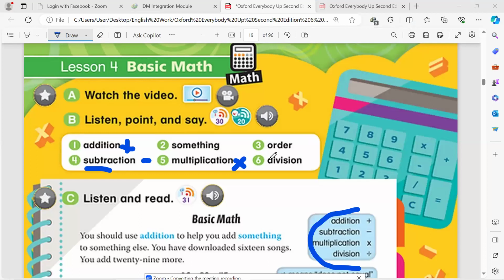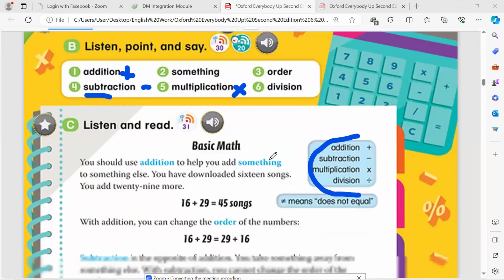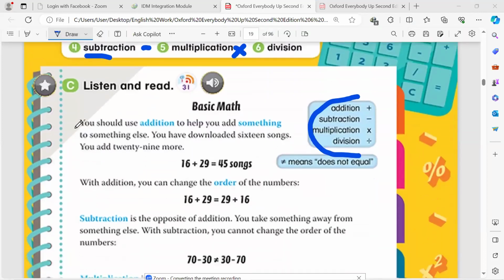So the activity, just figure it out together. Basic math. You should use addition to help you add something. We add something now, plus two numbers. We add something to something else.